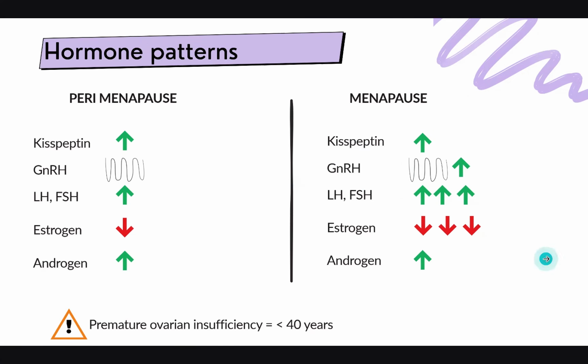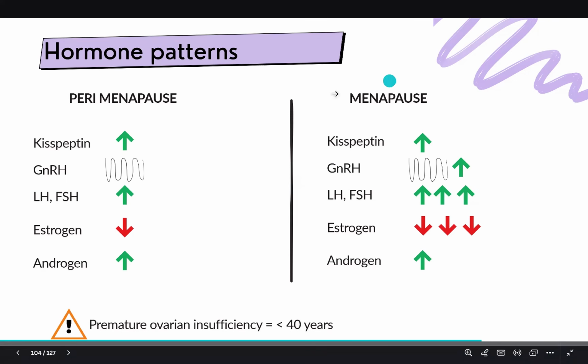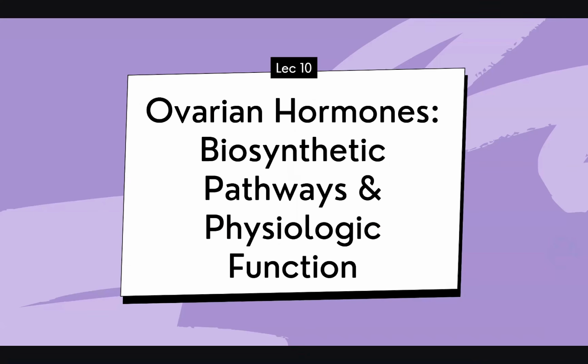Then moving on to androgens, they're normal as usual. Now, this was what happens in menopause. If the menopause happens earlier than normal, we call it premature ovarian insufficiency, in which there is increased depletion of ovarian follicles. All right. Now that wraps the first lecture. Moving on to the second lecture.